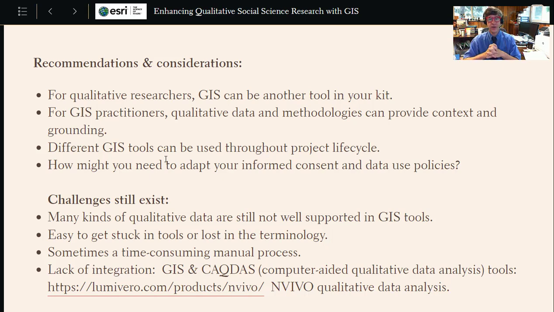Okay, recommendations and considerations. For qualitative researchers, GIS can be another tool in your kit. Okay? For GIS practitioners, qualitative data and methodologies can provide context and grounding, which I hope these examples and this discussion well illustrates. Different GIS tools can be used throughout the project lifecycle, and think about how might you need to adapt your informed consent and data use policies. The GIS is by nature a rocking the boat kind of a technology. It's a disruptive technology. That's a good thing. Sometimes you need to rethink about what are our policies for using and for collecting data.